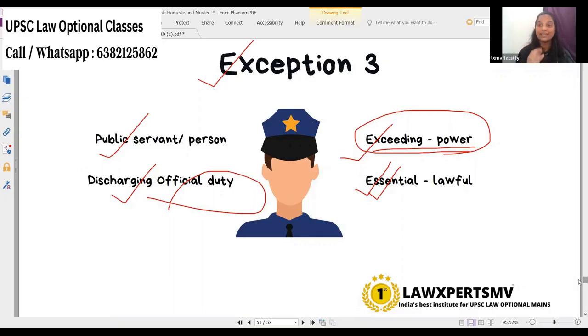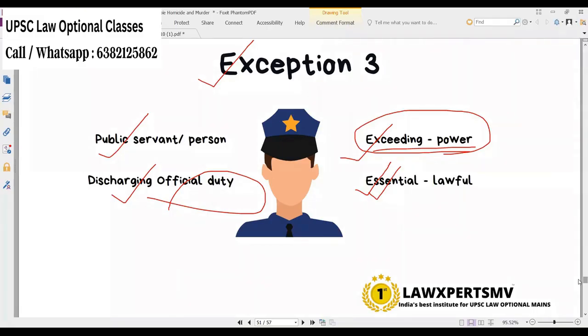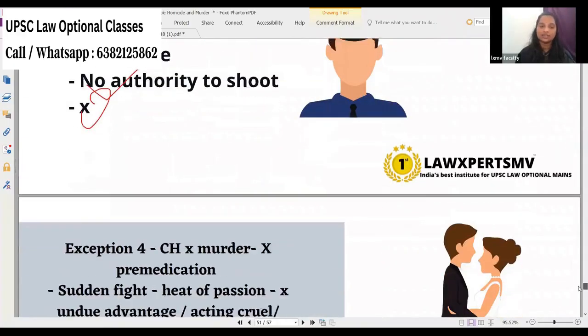That's what has been legally pointed out in exception 3 of murder. You have very well pointed out. Every principle of law is prone to exceptions. We know that, right? So this is one of such exceptions. Yes, ma'am. So you can point that out in your answer too.